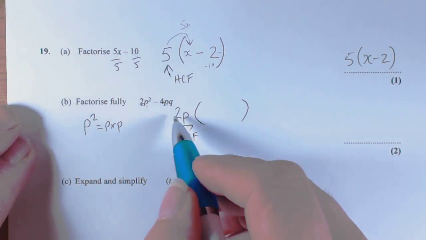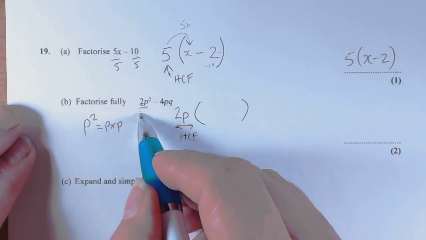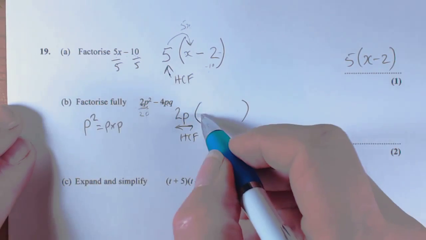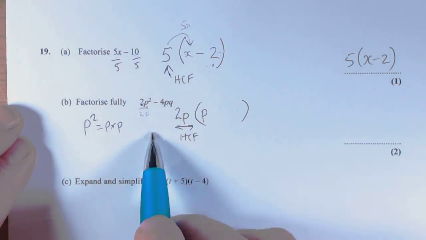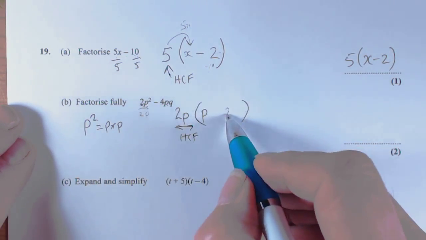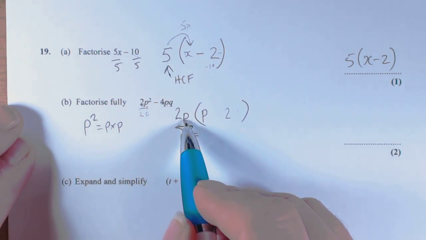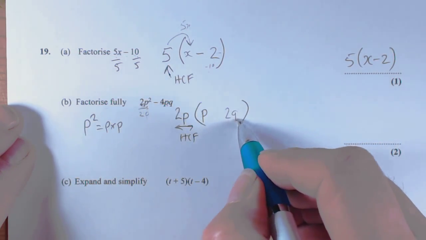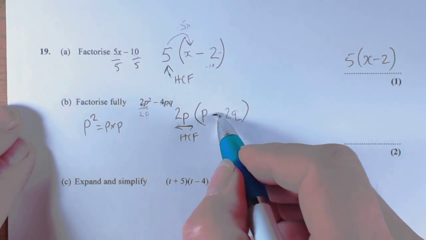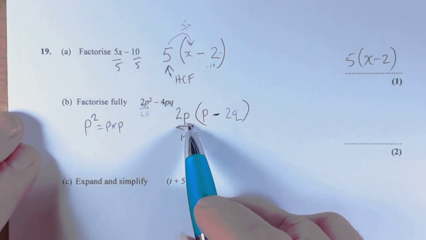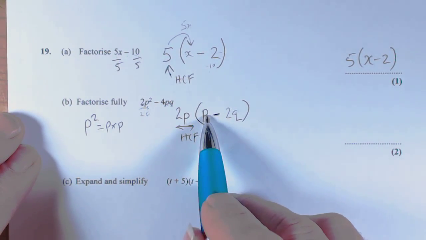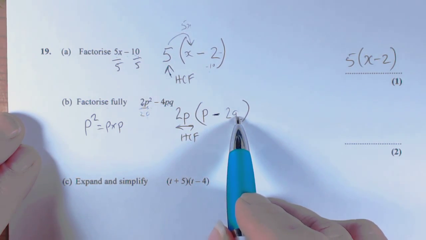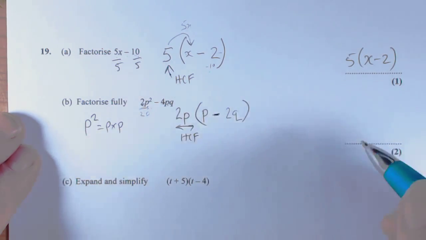So inside the bracket, we're going to divide each of these terms by 2p. And we can see here that 2p squared divided by 2p would leave us with a p. 4 divided by 2 leaves me with 2. P divided by p is 1, so we don't need a p in here. But there is a q there, so we do need a q. Take away, take away. Check by multiplying back out. So 2p times p is 2p squared. 2p times 2 is 4p. And there's a q as well, so it's 4pq.